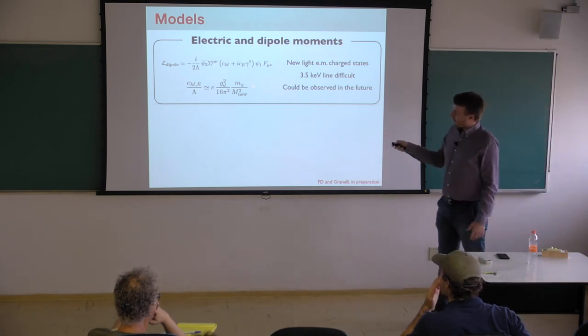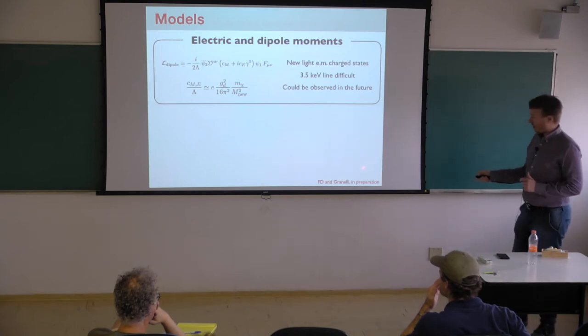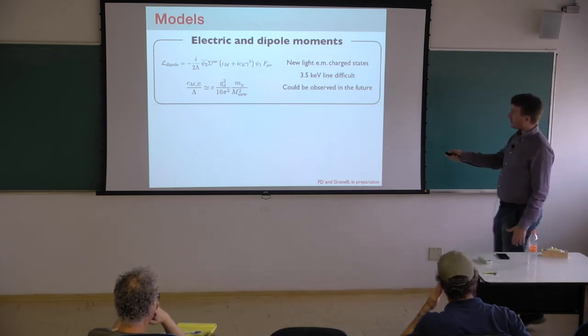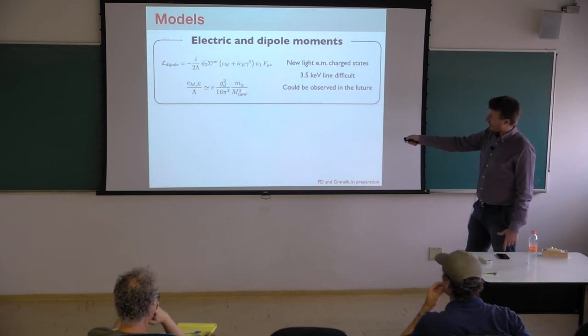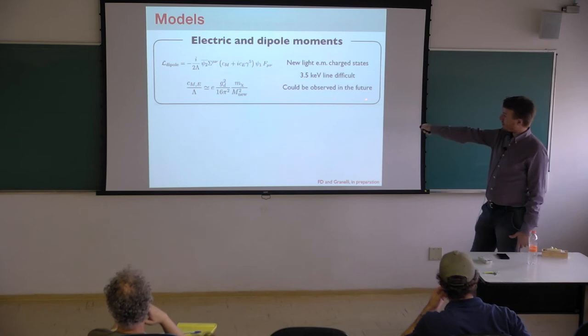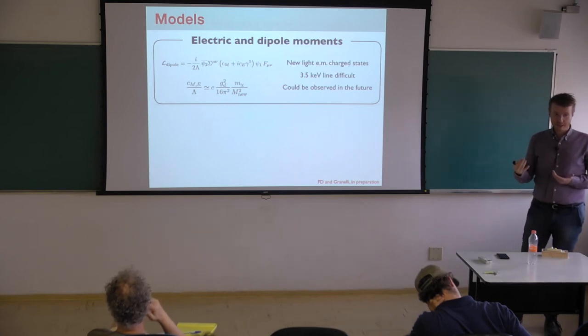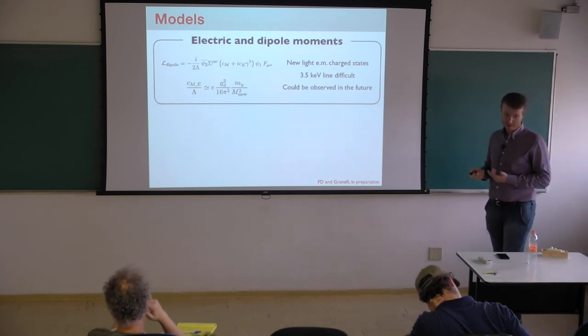But on the other hand, it's also true that what we are studying now is work heavily in progress, so I don't have a final answer. But it could be possible that even if you plug in numbers of realistic UV completions, forget about the 3.5 keV line. This is something you can test in the future. The signal can be strong enough to be seen by future experiments.